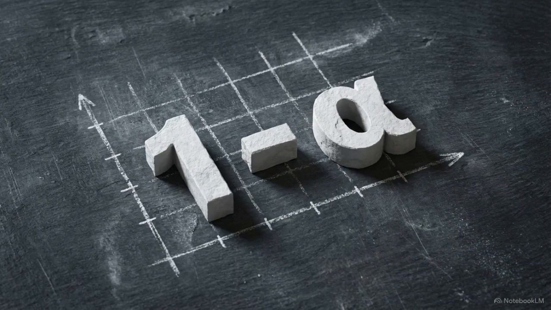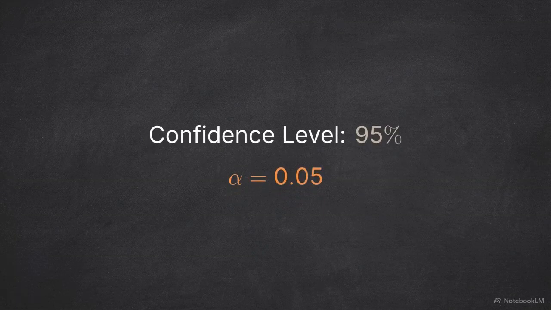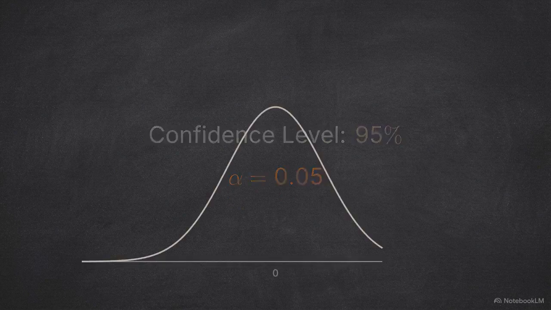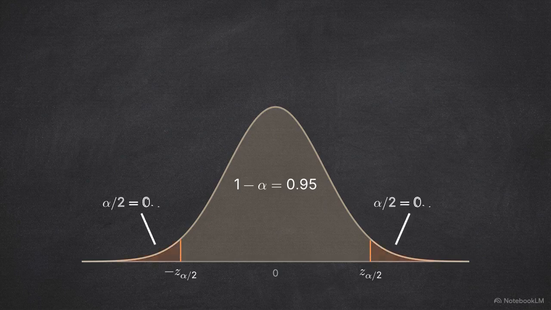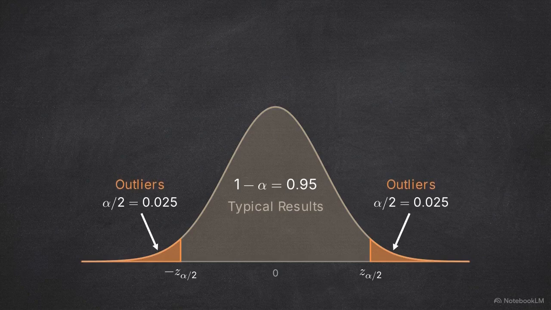This calculation starts with a chosen confidence level, represented as 1 minus alpha. A 95% confidence level, where alpha equals 0.05, serves as the standard baseline in scientific research. This percentage maps onto the standard normal distribution curve. We use critical values, denoted as z sub alpha over 2, as markers to separate typical results from significant outliers.